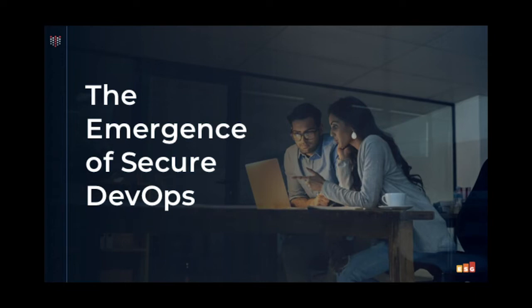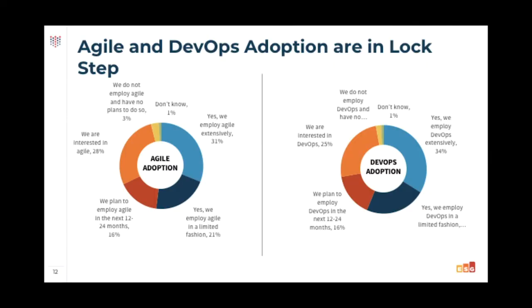Process and methodology is such a big part of what is fundamentally different about a cloud environment. So where we started in this particular area of the survey is just to understand the relationship between Agile software development and DevOps. And not surprisingly, we absolutely found that Agile and DevOps adoption are in lockstep. So we did a data cut by those organizations that are extensively doing Agile and those that are extensively doing DevOps, and there was a strong correlation. 75% of organizations that are doing one are doing the other.